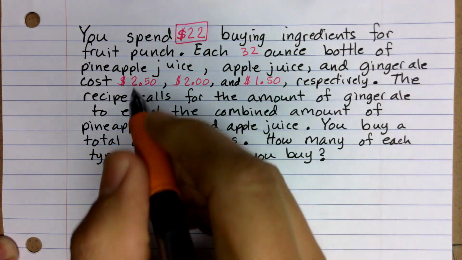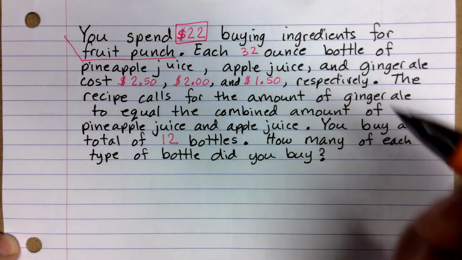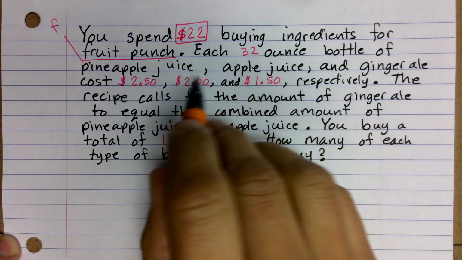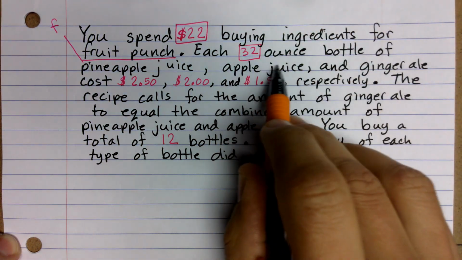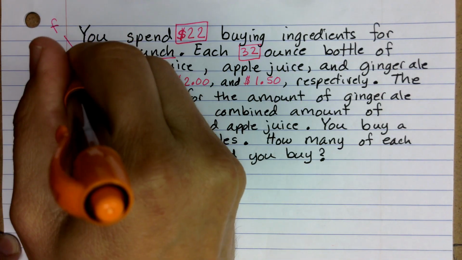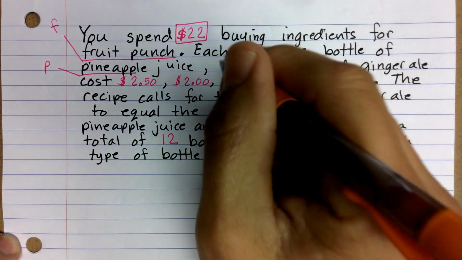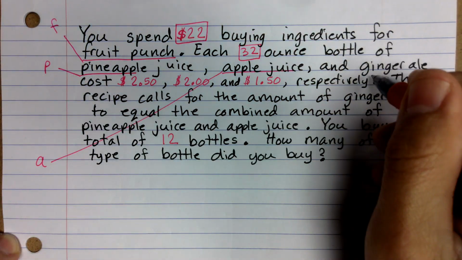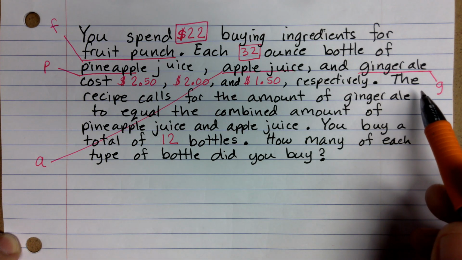Notice it says, if you spend $22 buying ingredients for a fruit punch, that's one item. I'm going to go ahead and label that with a variable F. It says each 32-ounce bottle, so I'm going to box it because I'm boxing all numbers and variables. It says of pineapple juice. Okay, so pineapple juice is P. Apple juice, I'm going to draw a line out, and I'm going to call that A. And ginger ale, I'm going to call that G.